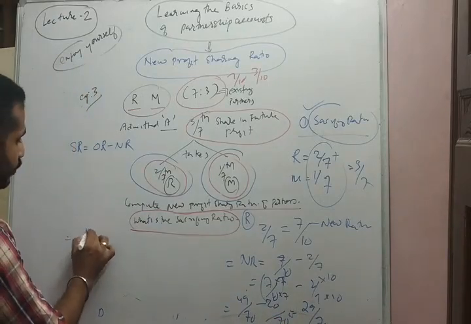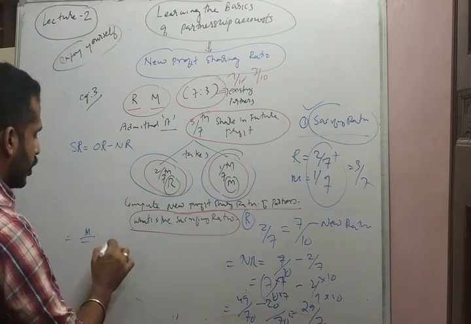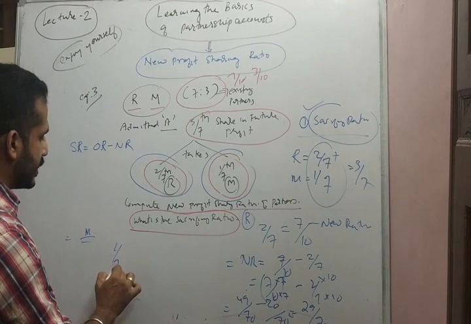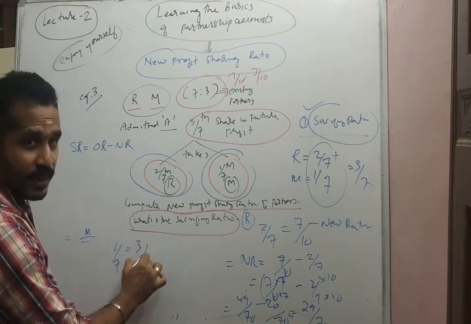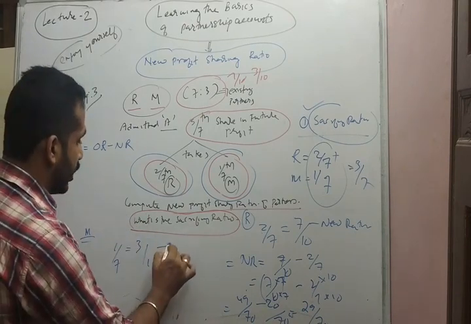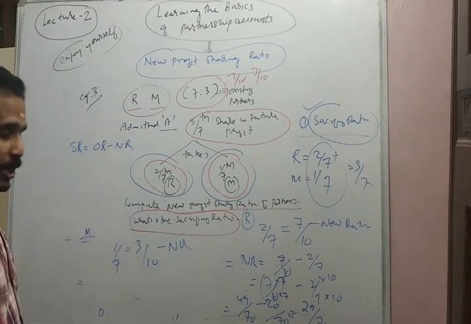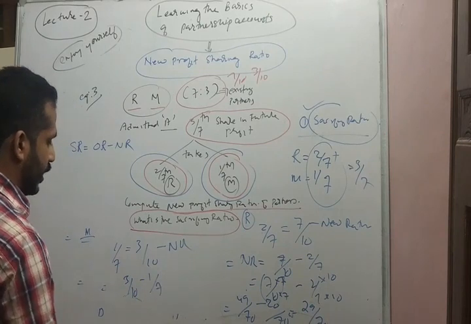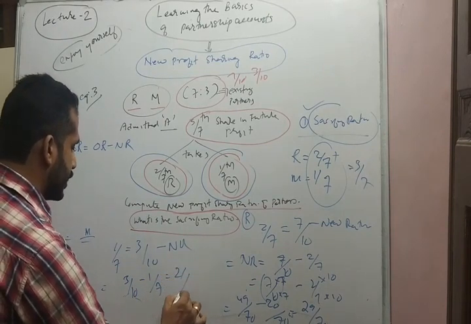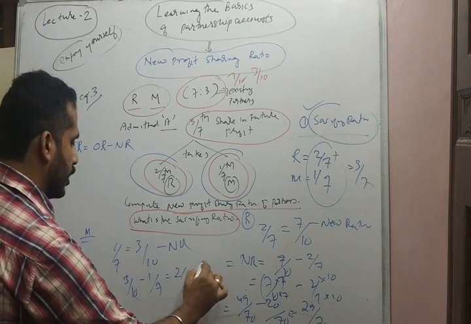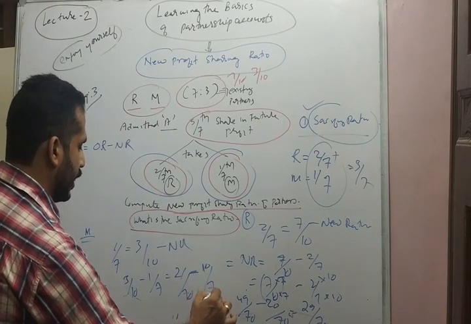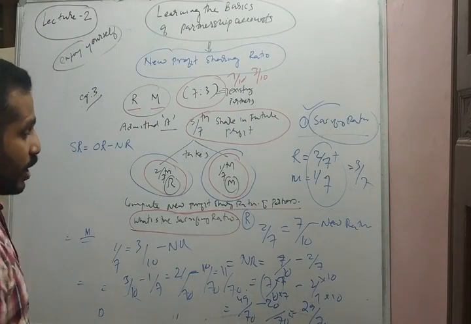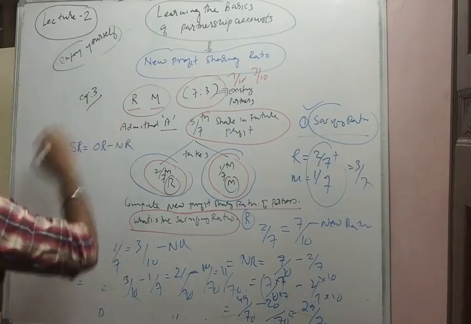In the case of M, again, old ratio. What is the sacrificing ratio? 1 by 7, is equal to old ratio 3 by 10 minus new ratio. Then how will we compute this? Using the same method, 3 by 10 minus 1 by 7. That means 21 by 70 minus 10 by 70, then 11 by 70.